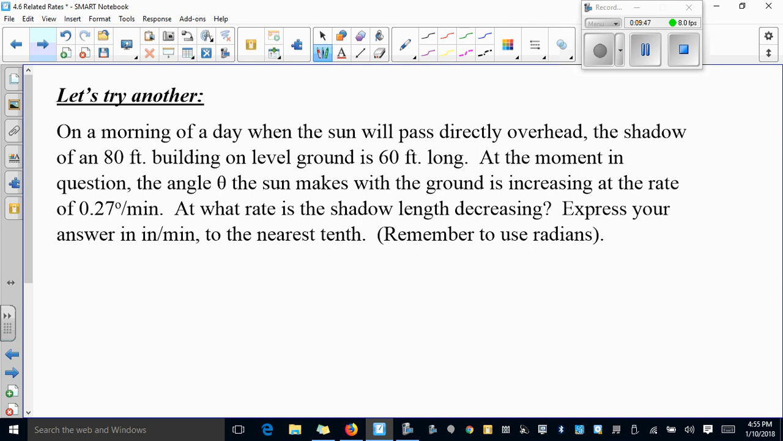Remember to use radians. You guys, it doesn't matter if they give you degrees in the problem. When you're calculating, you have to use radians.